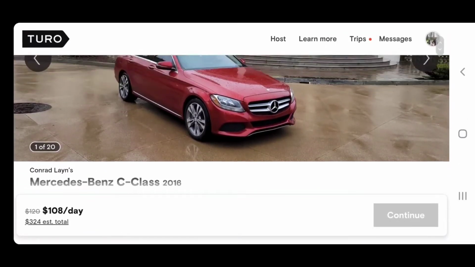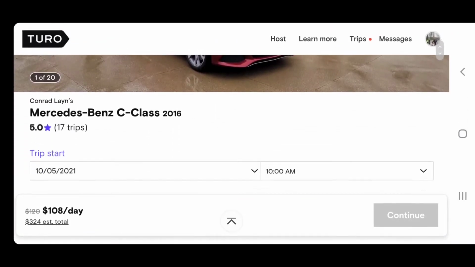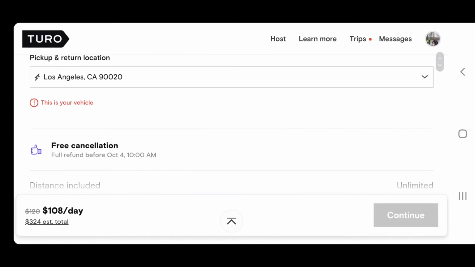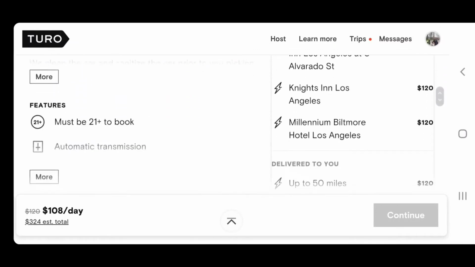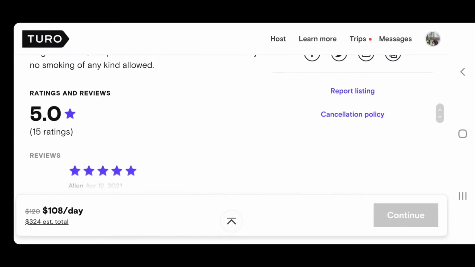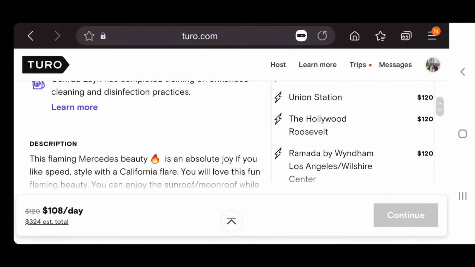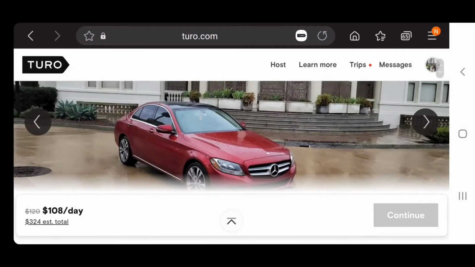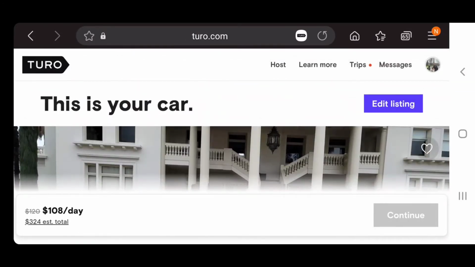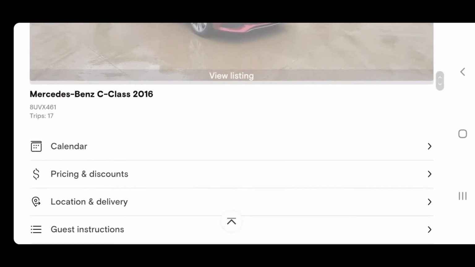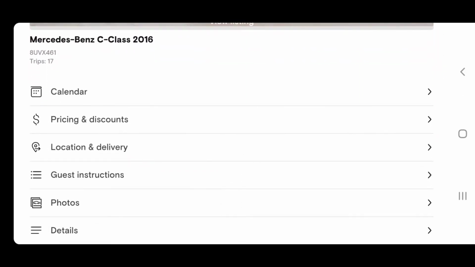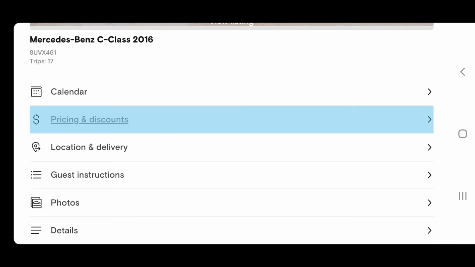It went through a claim, unfortunately. Beautiful car. Anyways, that's not important. Let me go down here and show you guys. So there's the listing. So yep, this is my real listing, people. So that's what it's about. Now you go to edit listing. And this is where the magic begins. Go to pricing and discounts.